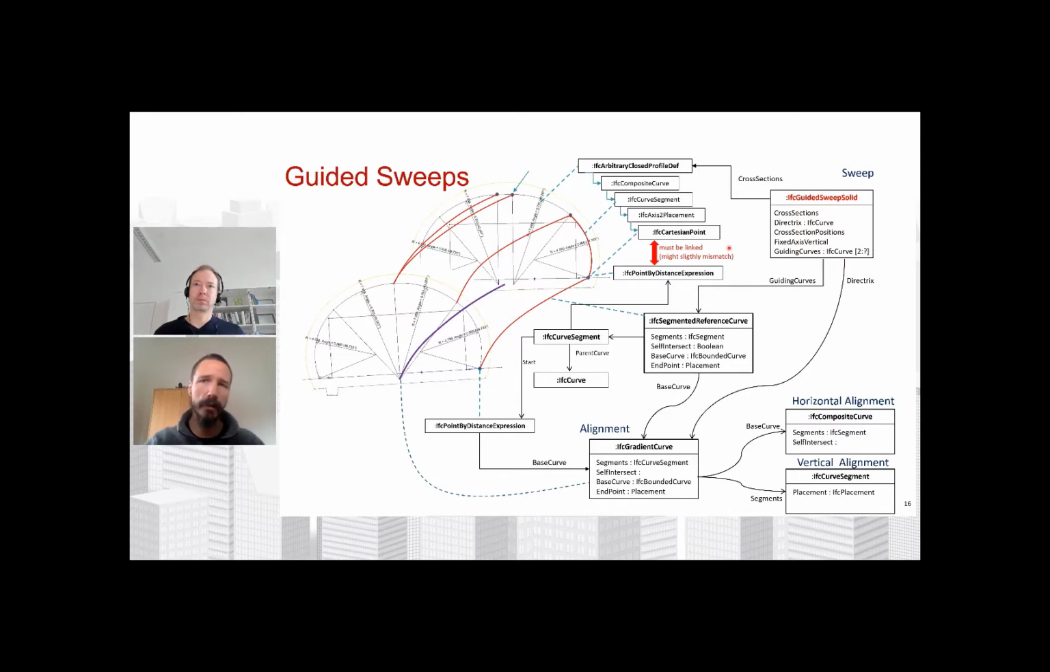So the guided sweep solid will then connect the guiding curves, which are based on the directrix. It would connect those guiding curves with the profiles and the directrix, where the directrix is our IFC alignment geometry that's typically defined by an IFC gradient curve. That's the general idea, and we can then go to the next slide.